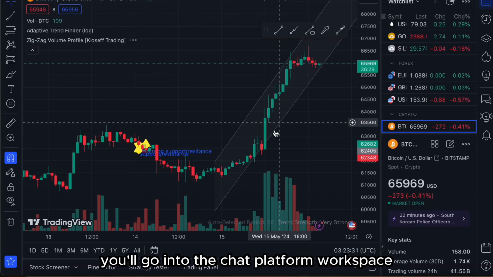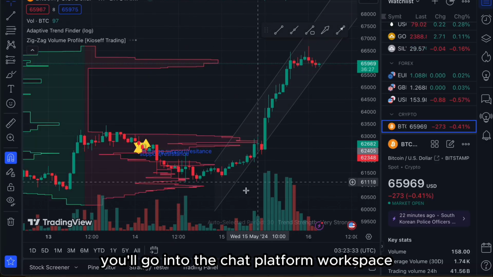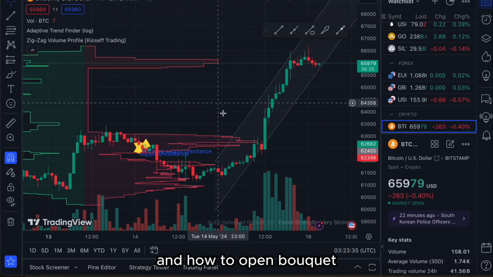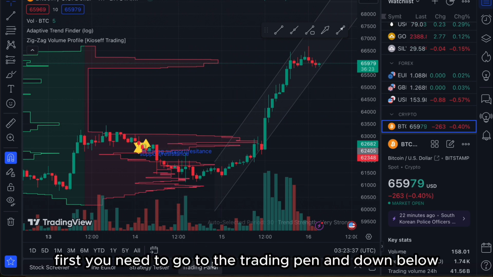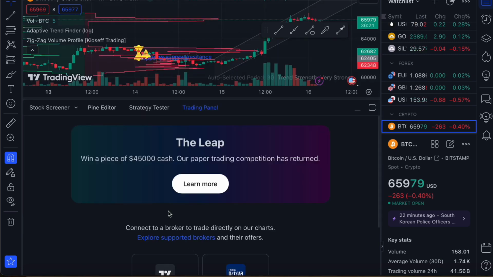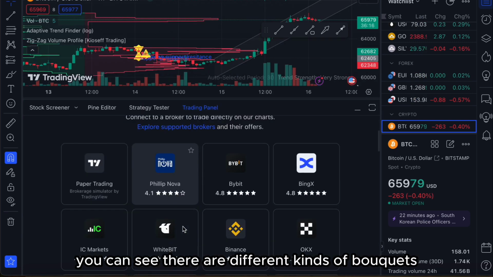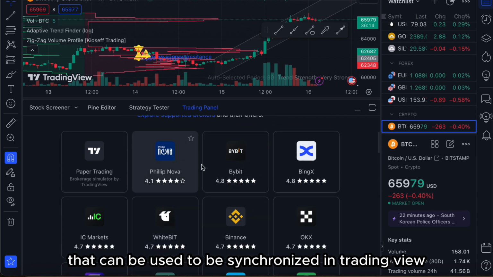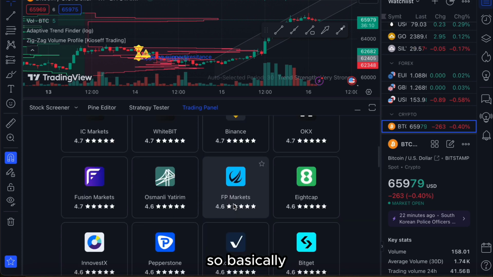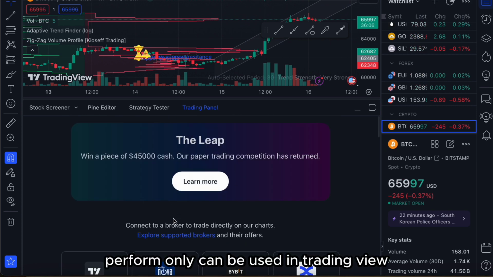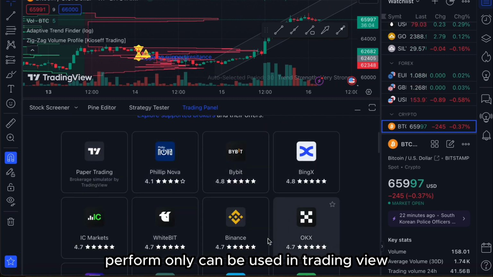And after that, you'll go into the chart platform workspace. And to open brokerage, first you need to go to the trading panel down below. At the trading panel, you can see there are different kinds of brokerage that can be synchronized in TradingView. So basically, all these displayed platforms can only be used in TradingView.